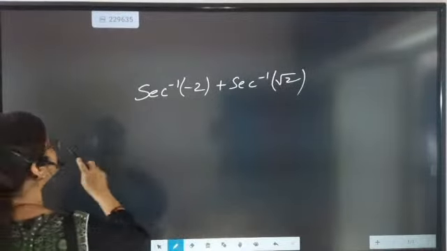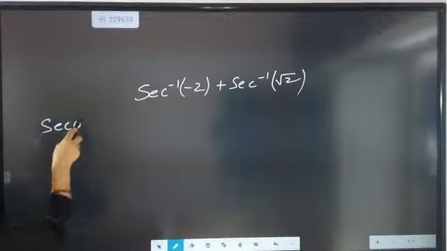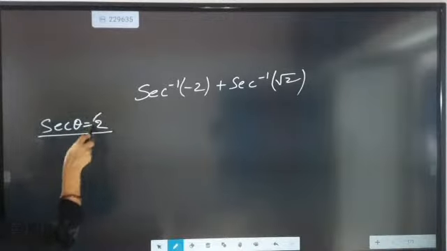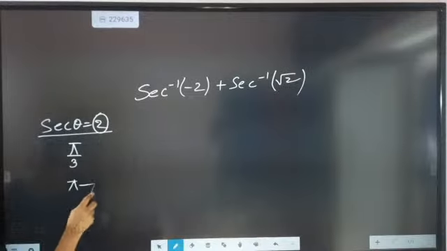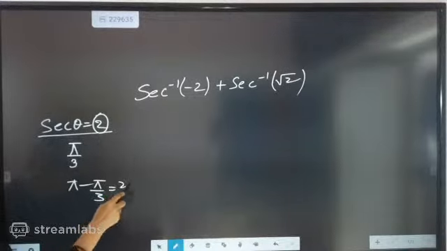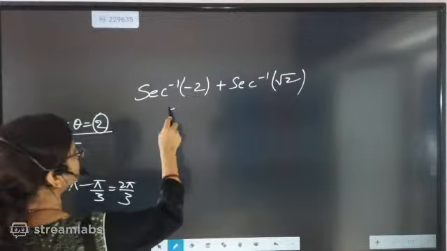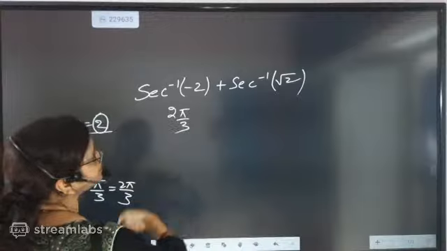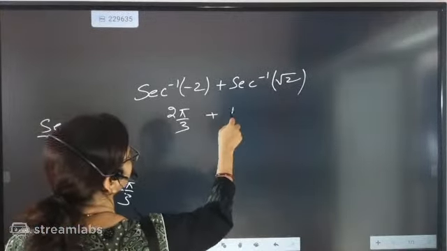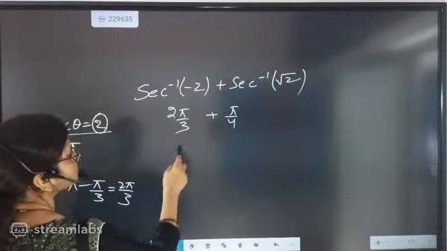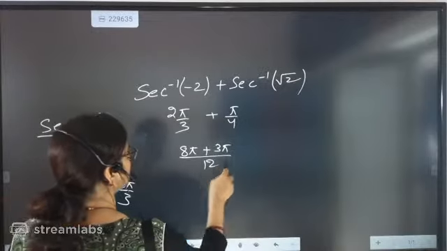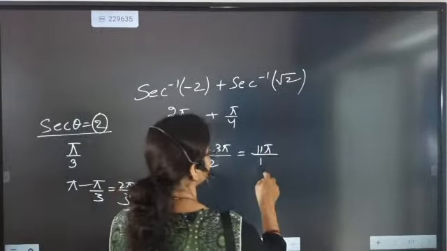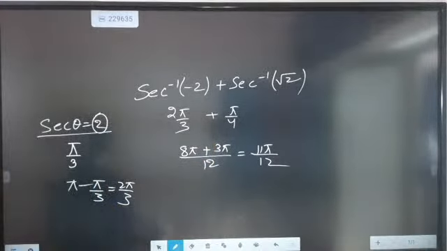Again minus is there. So we know that secant theta is equal to 2. When will secant theta be equal to 2? Pi by 3, that is 60 degrees. So secant pi by 3 is this much. So definitely we have to do pi minus pi by 3, that is 2 pi by 3. So this is giving you 2 pi by 3. And this is exactly pi by 4. So 4 2s are 8 plus 3, that is 11 pi by 12. 100% 11 pi by 12 is the correct answer.